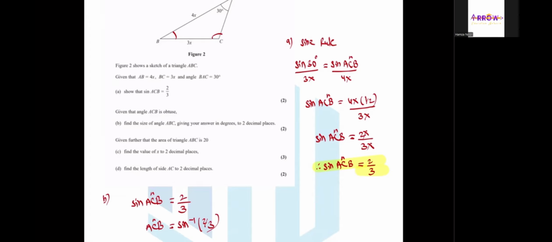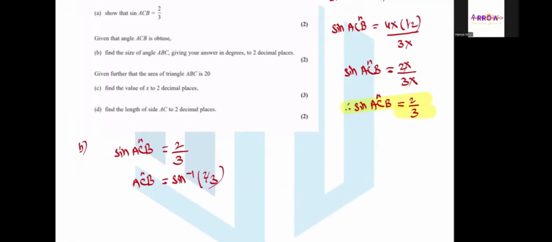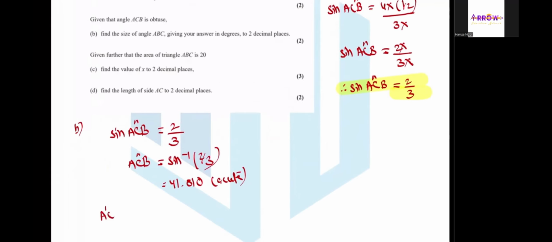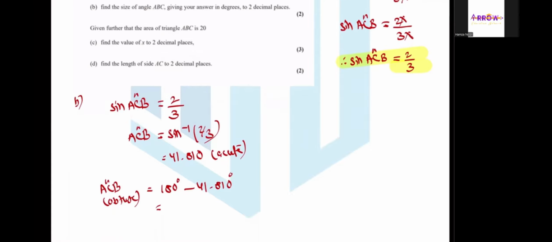So this one is 41.810 degrees. But this angle is an acute angle, 41.810. Okay, but we need the obtuse angle. Since angle ACB is obtuse, we are going to say that 180 degrees minus 41.810 degrees is supposed to be 138.19, or you can say 138.190 degrees.